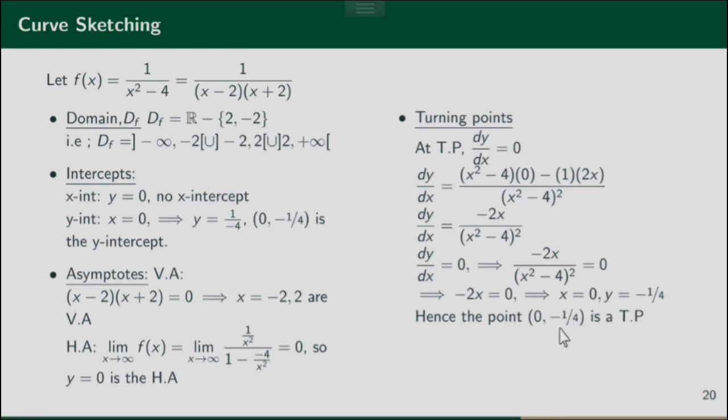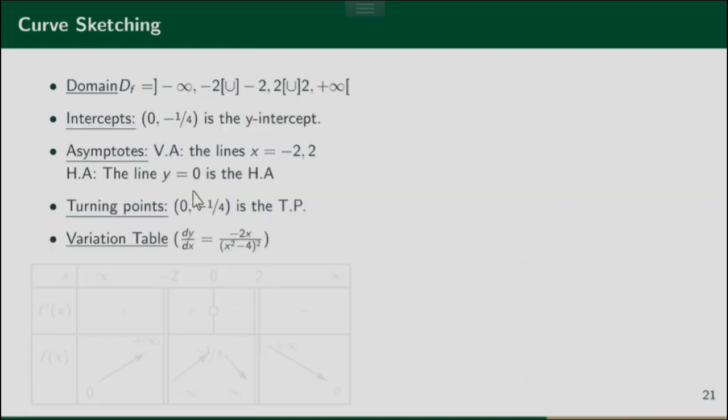And notice that this turning point is the same point as the y-intercept. It is just a coincidence. It must not be so. So we have a y-intercept, and at that point the curve is turning. Now that we have investigated the most important properties of the curve, let's move on to sketch the curve.